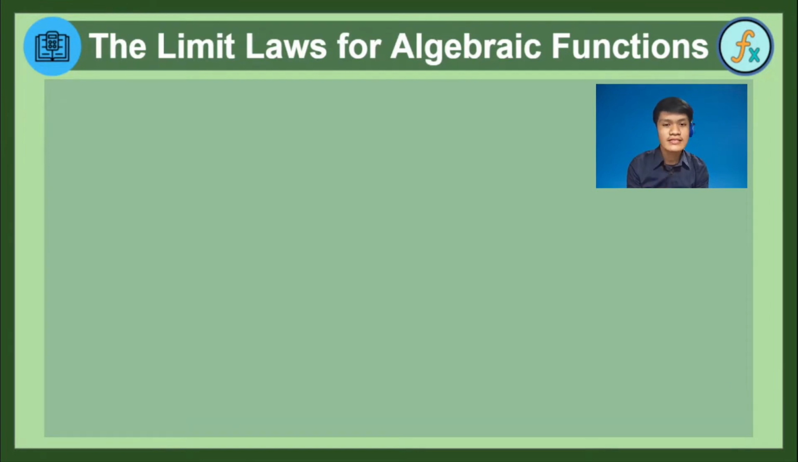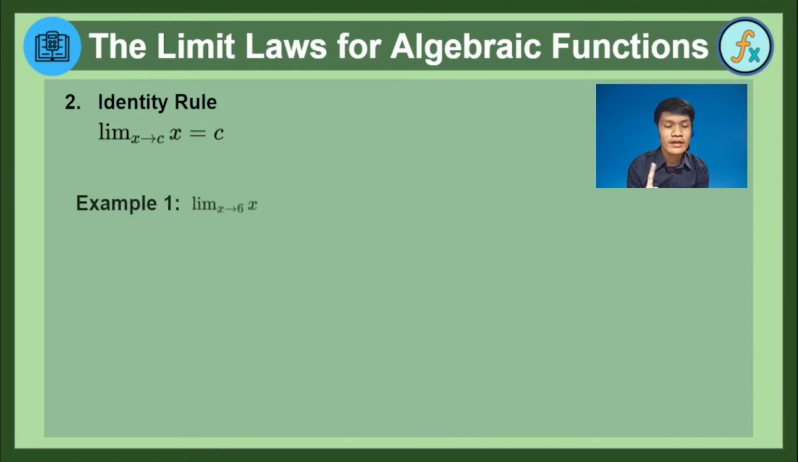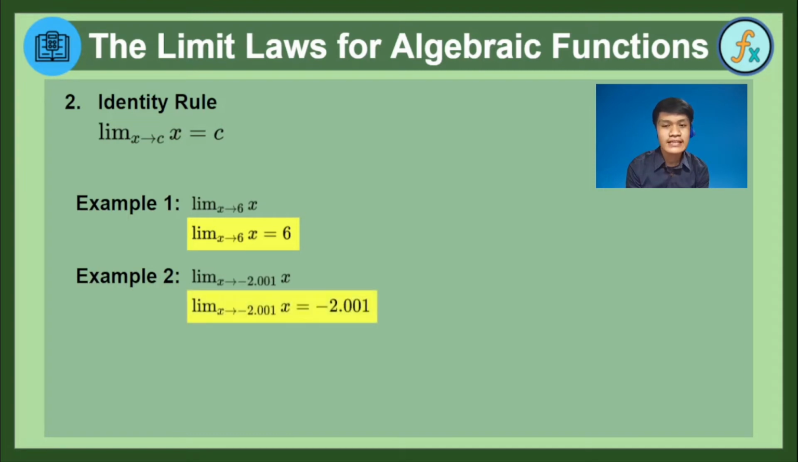The second limit law is the identity rule. In this rule, the limit of x as x approaches c is equal to c. To understand more about its concept, here are some examples. Example number 1. Evaluate the limit of x as x approaches 6. The answer is 6. Example number 2. Determine the limit of x as x approaches negative 2.001. The answer is negative 2.001.